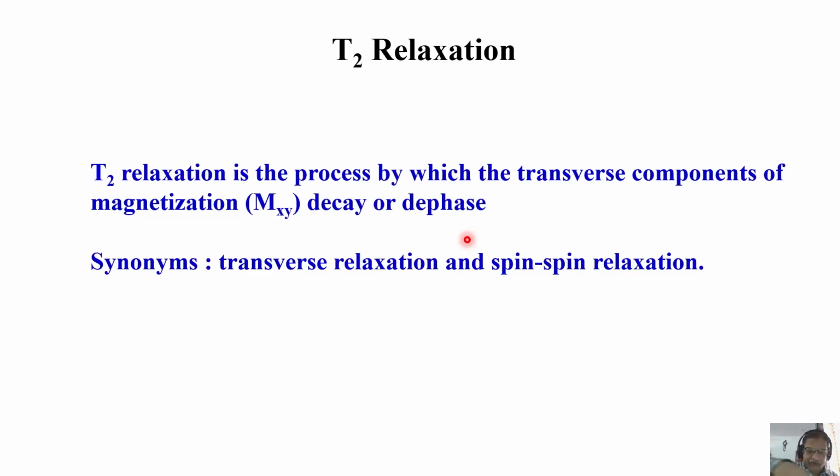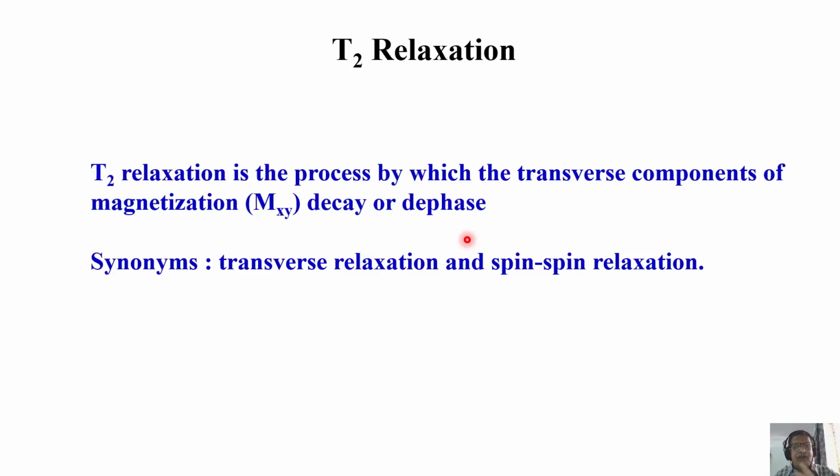The spins which were brought to the XY plane had a phase coherence immediately, and slowly it starts decaying with time. After some time, when there is a complete decoherence, you will not see any signal. That is called relaxation in the XY plane. This is called transverse relaxation. It has a time constant called T2.